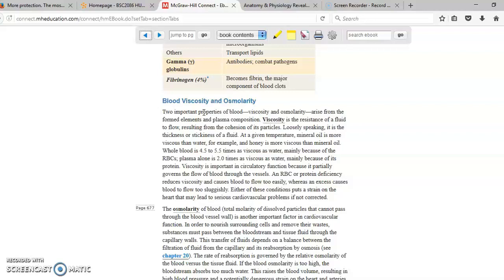People who live in high altitudes have more red blood cells because there's less oxygen. So therefore, you need more red blood cells to capture that low amount of oxygen. This is going to produce, obviously, an increase in viscosity. Therefore, your heart will work more.